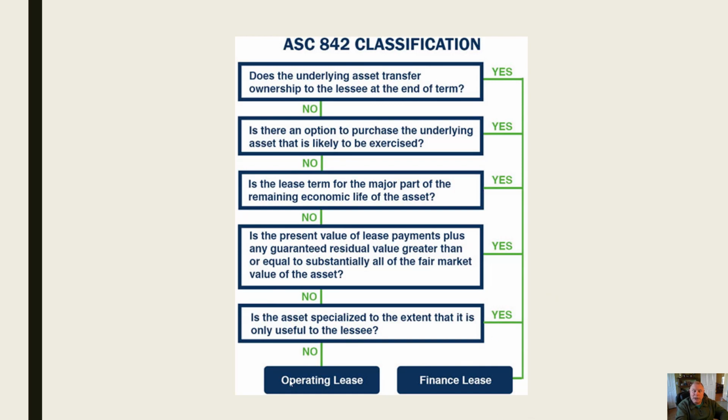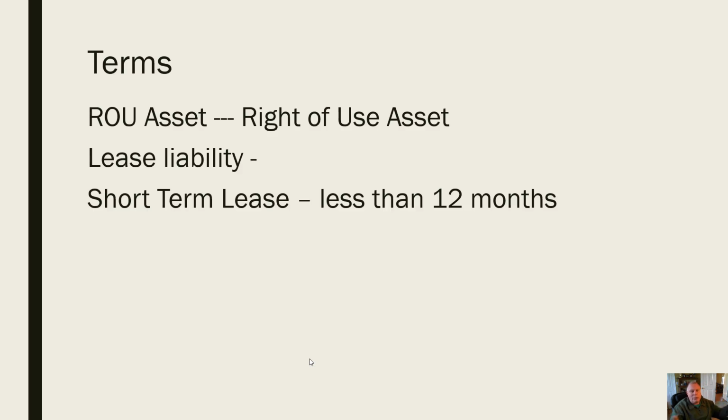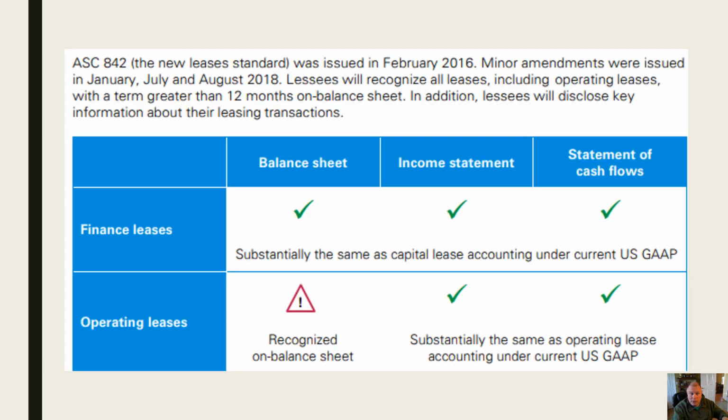No, it's operating. So we're going through this, and this is sort of the questions in the sequence that companies have to go through. Some terms that are new here: ROU, right of use asset, meaning that you have the right to use it. This term is relatively new also, and you refer to it as the lease liability. The other term is short-term lease, less than 12 months. So if we take a look at that, this is where we come back that it was issued in February of 2016. But here's what it looks like.